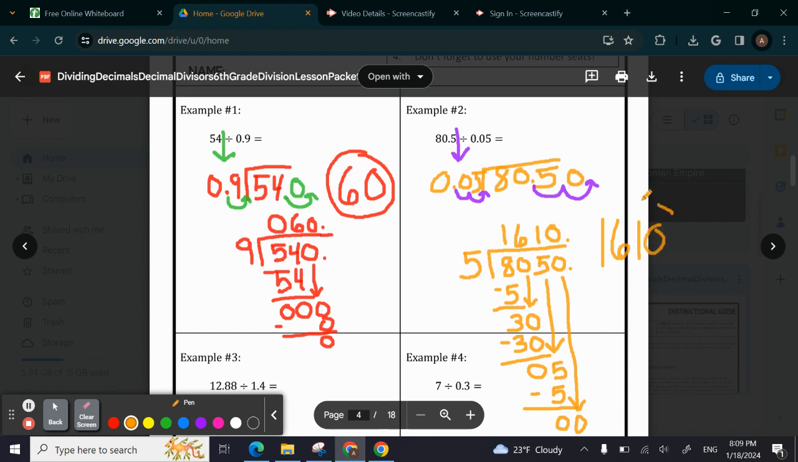1,610. So 80.5 divided by 0.05 is 1,610. Did you write your answer down?